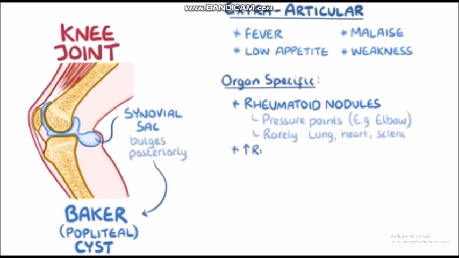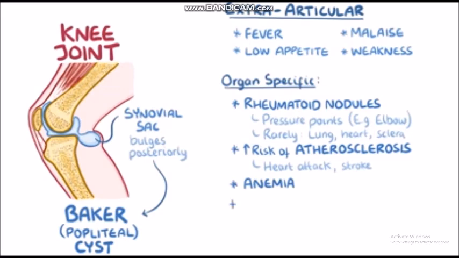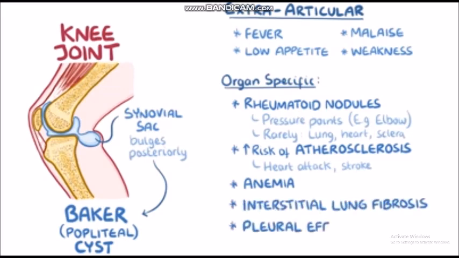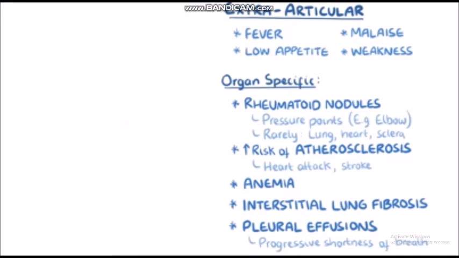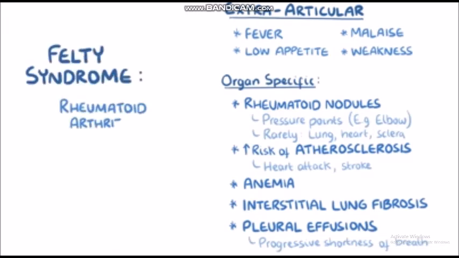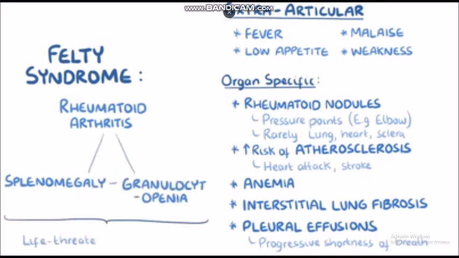There's also an increased risk of atherosclerosis and therefore heart attack or stroke. There's also anemia, interstitial lung fibrosis, and pleural effusions, which can present as progressive shortness of breath. One particularly serious condition that's associated with rheumatoid arthritis is Felty Syndrome, which is a triad of rheumatoid arthritis, splenomegaly, and granulocytopenia, and it can lead to life-threatening infections.